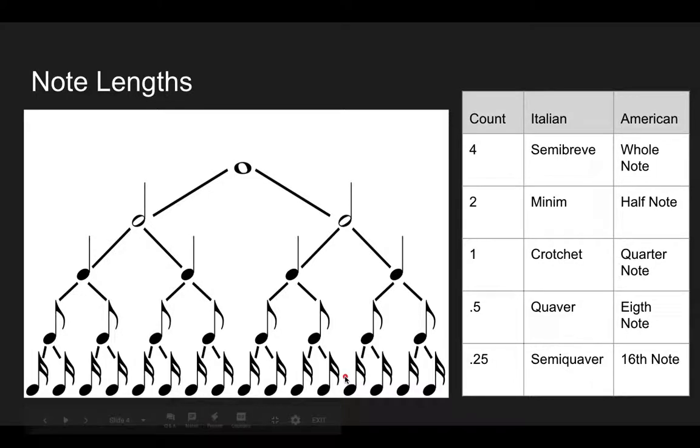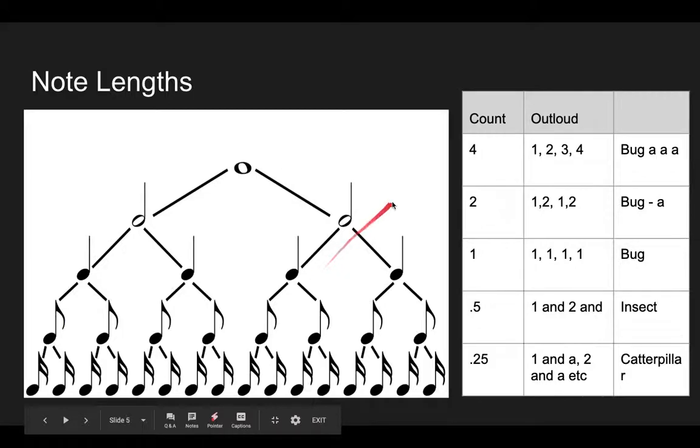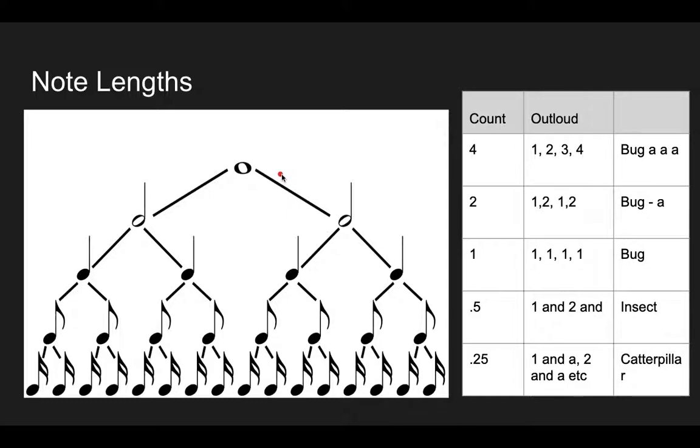Alright, so now how do we count them? For 4 beats, of course, you're going to go for a semibreve: 1, 2, 3, 4, or bug. A minim, or 2 beats, is 1, 2, 1, 2, or bug, bug. There's a pun for you, by the way. And then you've got the crotchets, which is bug, bug, bug, bug, bug, bug, bug, bug.